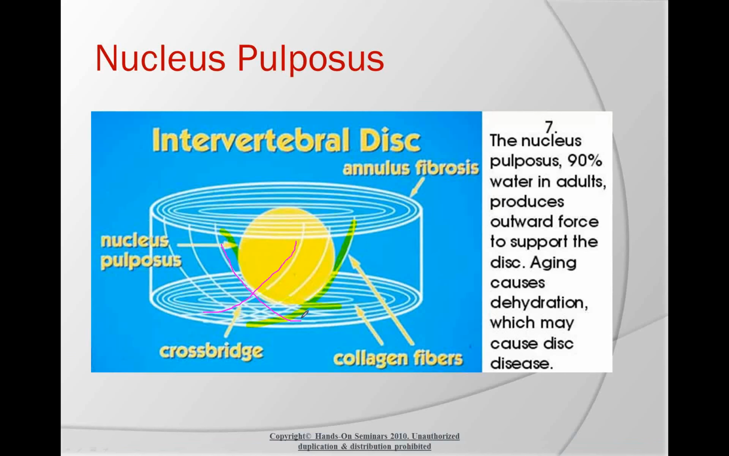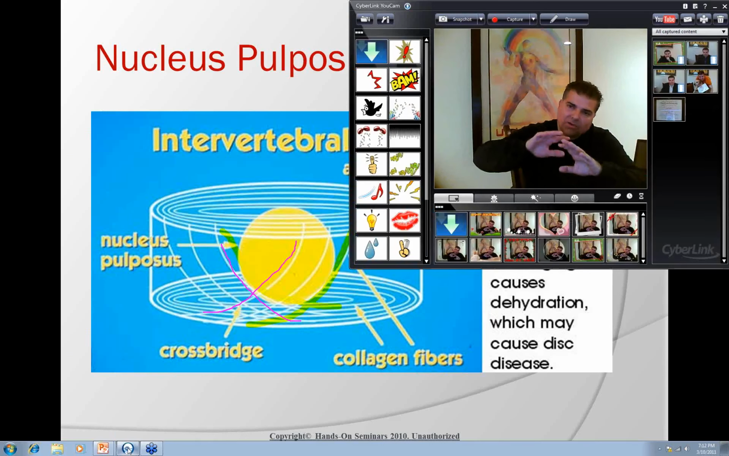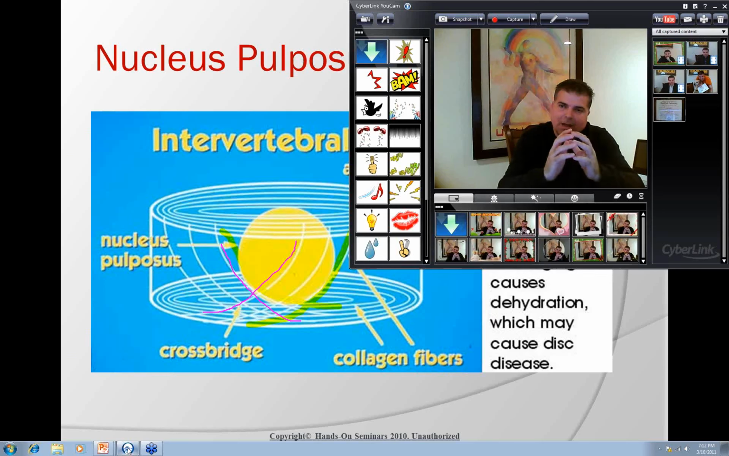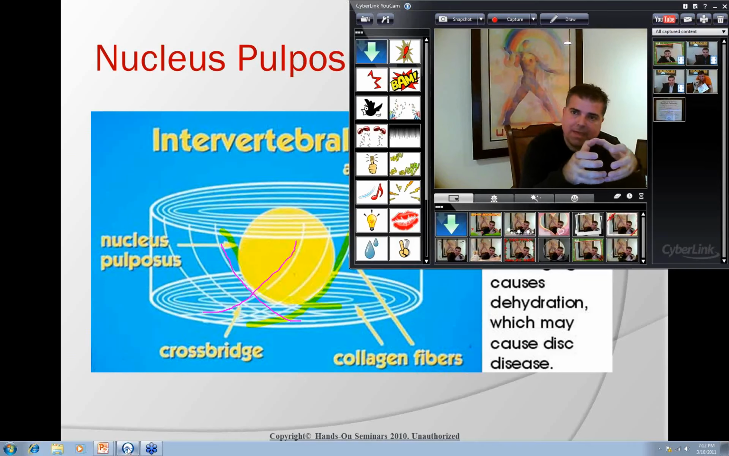Now, why do you think the fibers of the annulus fibrosus have this cross bridge pattern? Well, the reason is that by creating this cross bridge pattern, you are able to increase the tensile forces that the annulus fibrosus can withstand. The nucleus pulposus with the annulus fibrosus around it, they work as a closed hydraulic system.